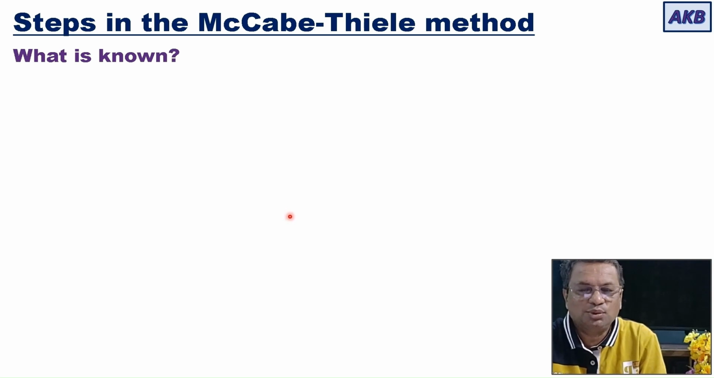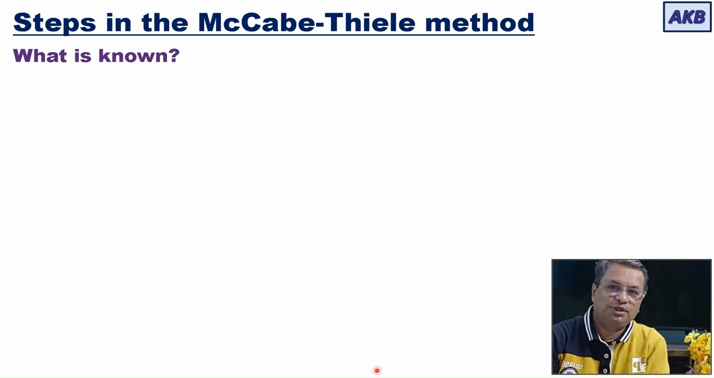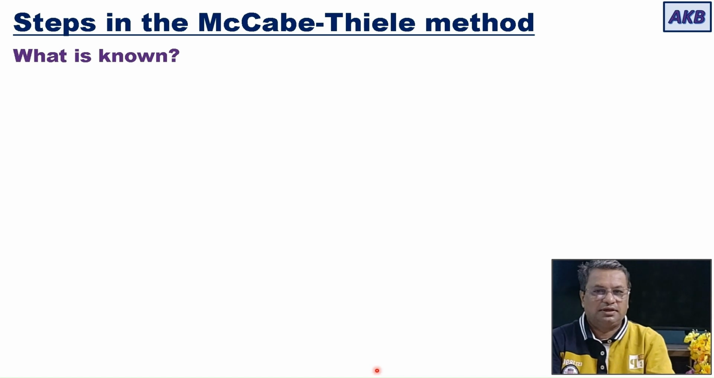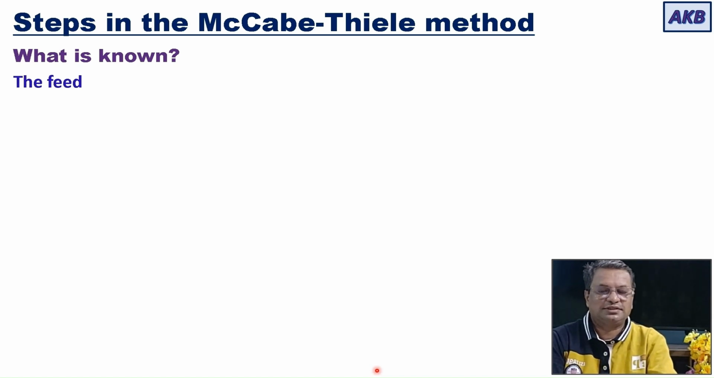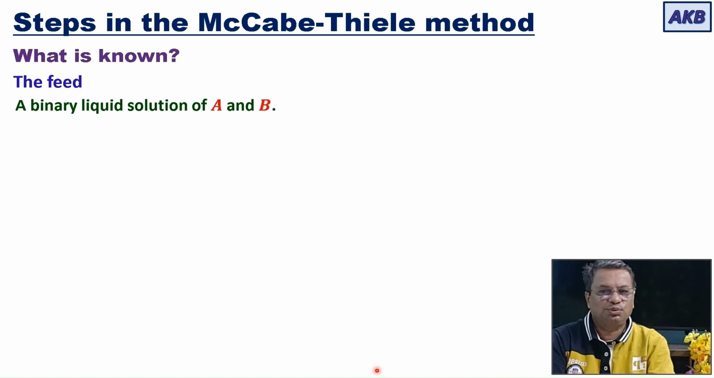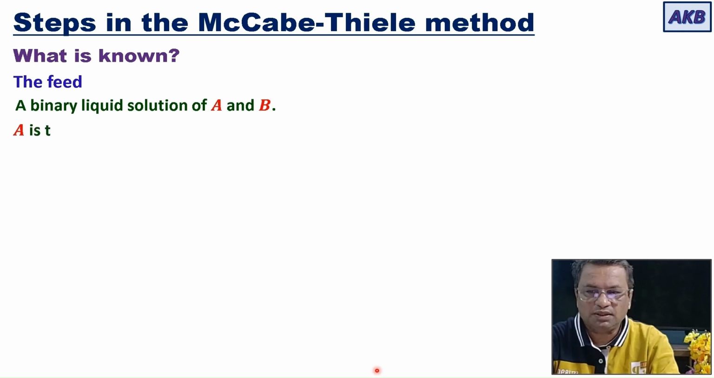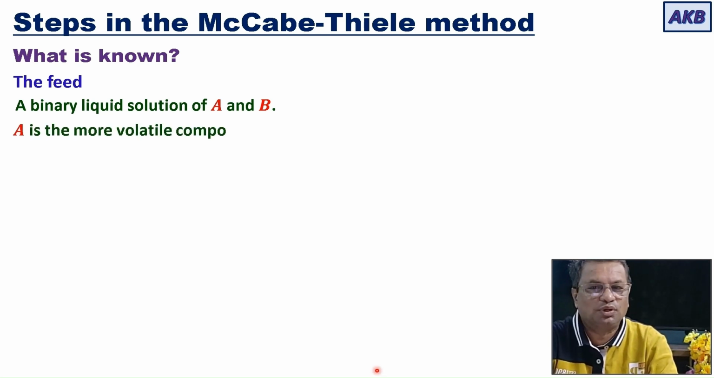So what is known to us when you have a problem to solve? What information is given to us that can be used to find the number of stages in a distillation tray column? Let us understand. First thing is, you know the feed. And in our case, it will be a binary liquid solution of two components, component A and component B. Okay. So A in this case is the more volatile component. That is, A has a lower boiling point and higher vapor pressure.